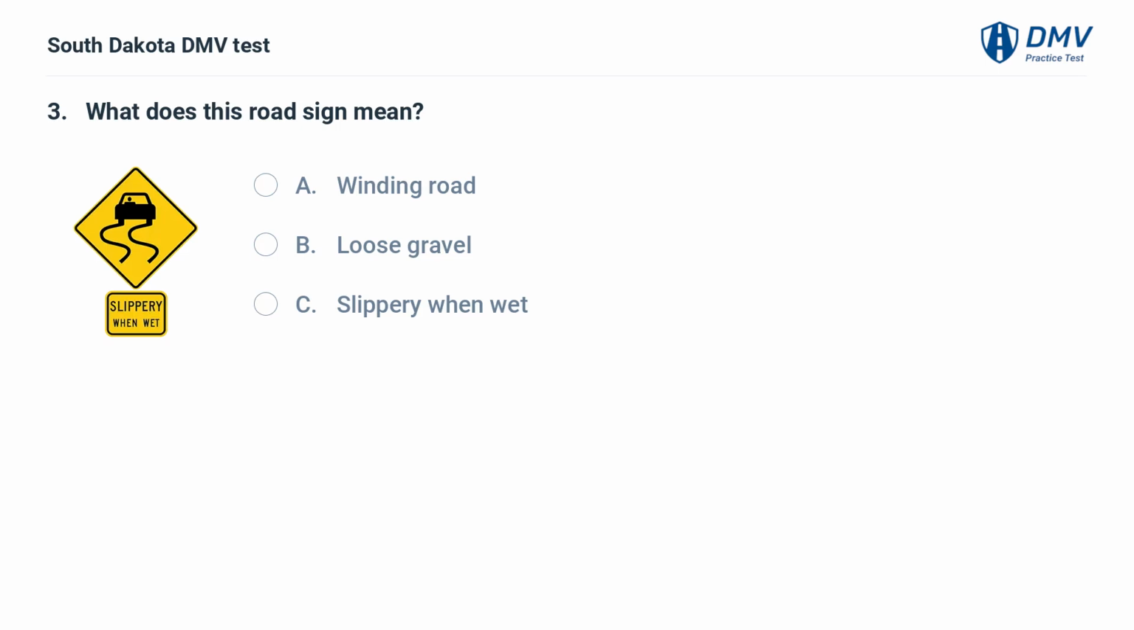What does this road sign mean? A. Winding road. B. Loose gravel. C. Slippery when wet.